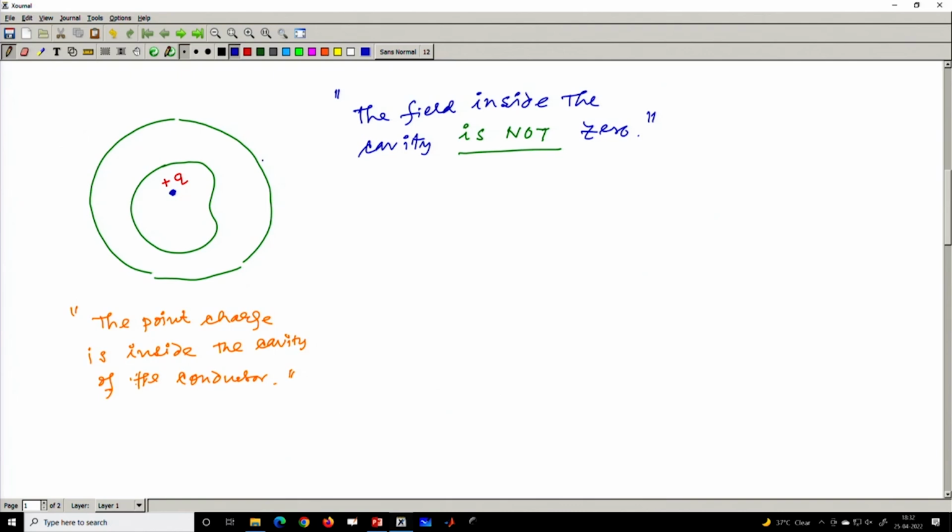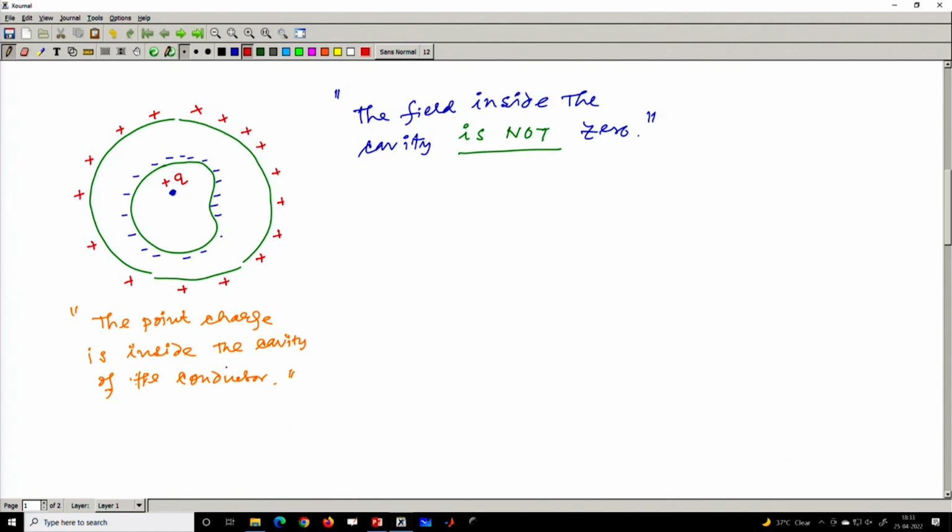There are two surfaces of this system, this conductor. One is the inner surface and another is the outer surface. All the negative charge will sit over this inner surface, whereas all the positive charge is going to sit here on the outer surface, like this.